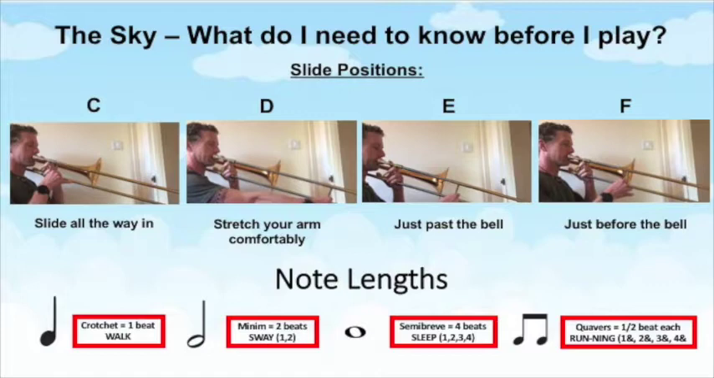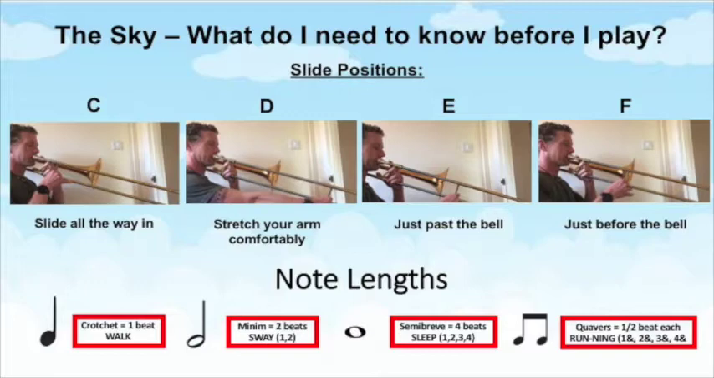For those of you that play the trombone, remember C is first position, D is 6th position, E is 4th position with your hand just past the bell, and F is 3rd position with your hand just in front of the bell.